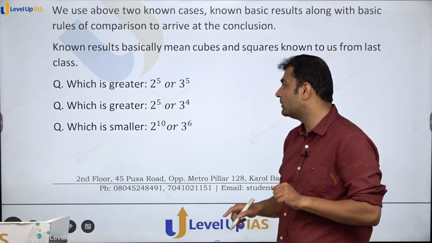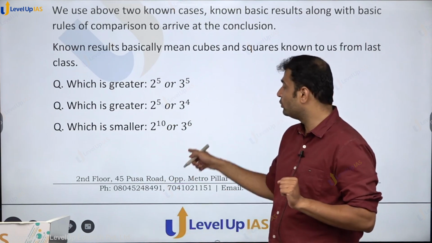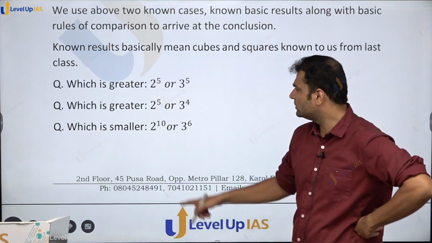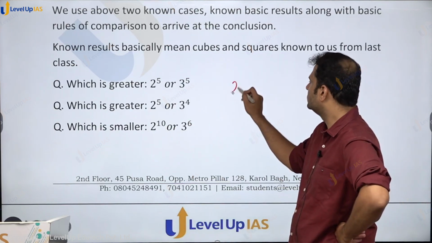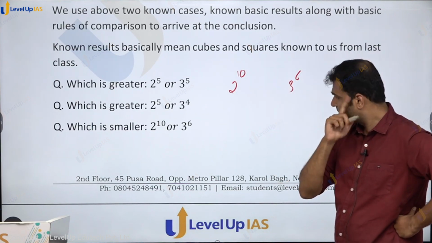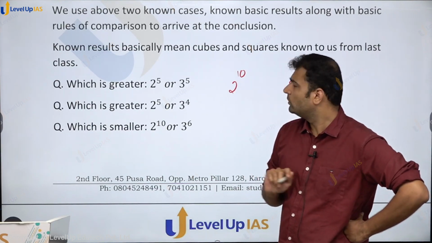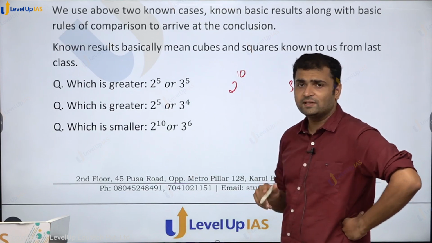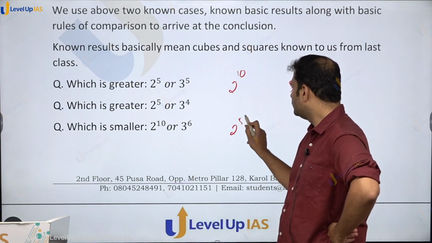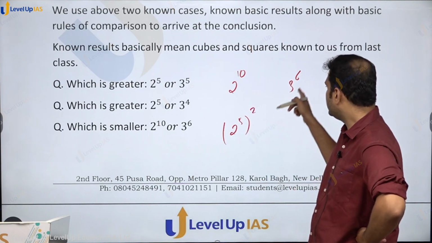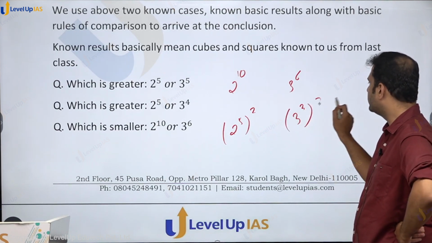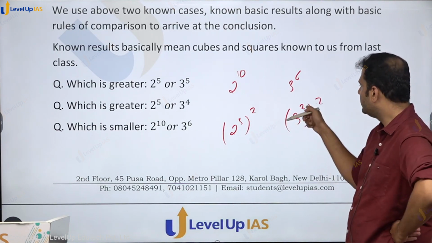Now these are bigger powers. We don't have time to compute all of them. So what we'll do? We'll try to use the earlier result. So this is 2 raised to 10, 3 raised to 6. Look at the 10 and 6. The HCF of 10 and 6 is 2, right? So what if I write this 2 raised to 10 as 2 raised to 5 whole squared, and I'll write 3 raised to 6 as 3 cubed whole squared. 5 into 2 is 10, 3 into 2 is 6.